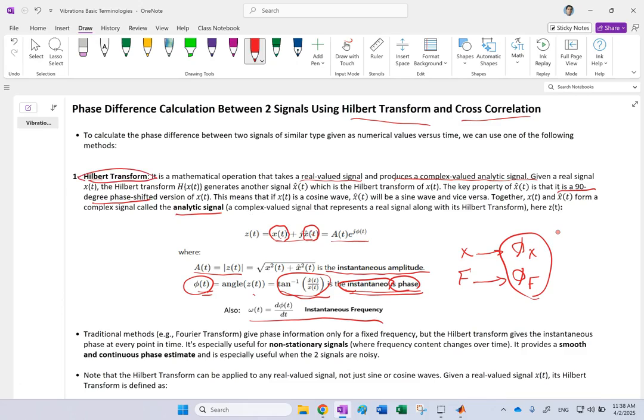So first thing is, what is the Hilbert transform? Then I said that it makes an analytic signal. So what is an analytic signal? An analytic signal is basically a complex valued signal where the real part of it is your actual signal and the imaginary part of it is the Hilbert transform version of the signal. When you form a signal like that, we call it an analytic signal, which is exactly what we are doing here.